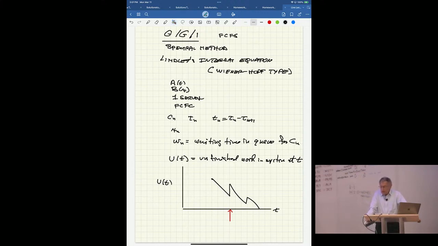So is U of t at an arbitrary point in time a Markov process? I've already told you no. The question is why not? What about the past can affect how that curve behaves in the future? If I give you the value of the unfinished work, say, at this point in time, t0, I'll give you the value right there. Is there anything about the past that can help you predict what the rest of the black curve looks like? I want to clean up the black curve. It's really ugly.